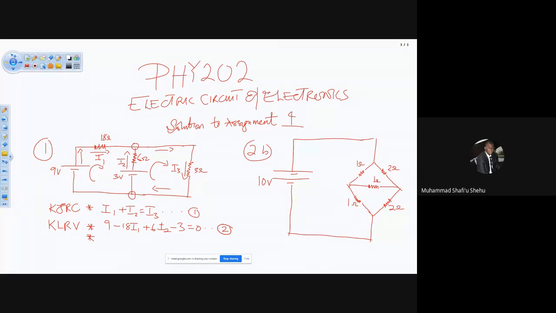And then if you look at the direction of current through the I1 resistor, you see that the loop and the current are in the same direction, so we take negative. And then for I2, they are opposing. If you look at I2 and the loop, they are opposing each other, therefore we have positive 6 I2. And then we have another power source, where the loop is coming out of the negative terminal. So we have negative 3 volts.